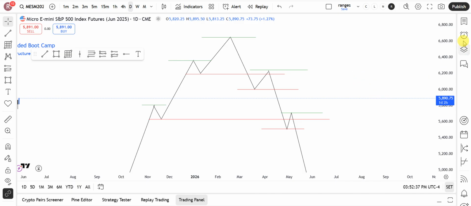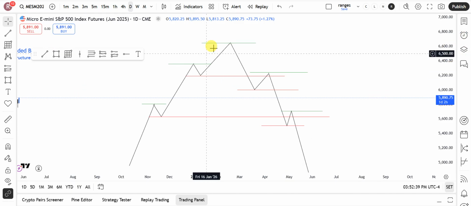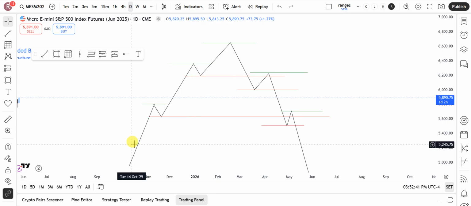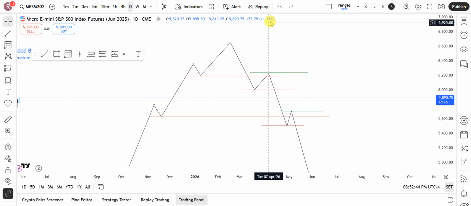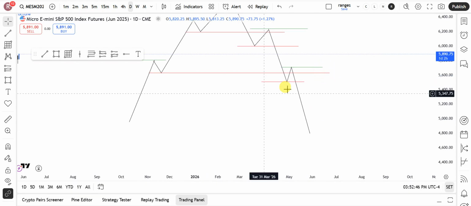Boom. There you have it. So you have multiple breaks of structure within this, but the initial one that we're worried about is the one that breaks the current market trend that we're in.